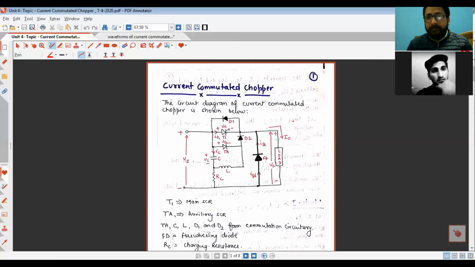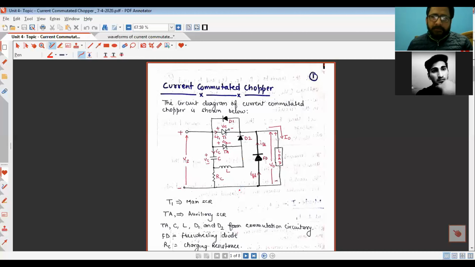Today, the chopper circuitry which we will discuss is the current commutated chopper, and in this particular chopper circuitry, a pulse of reverse current will be used to turn off the main SCR. Okay, how this happens, that we will discuss and understand.